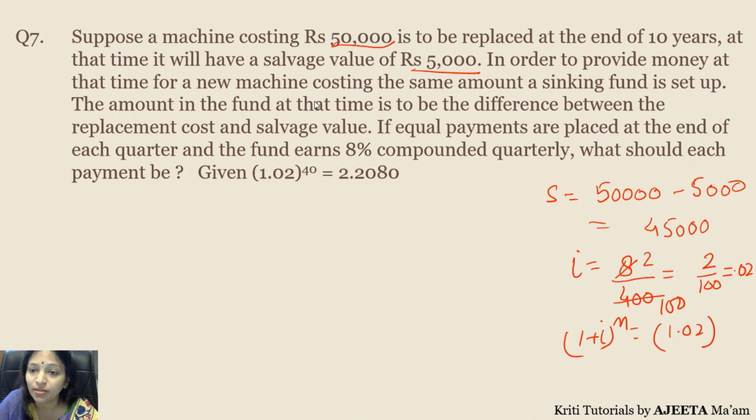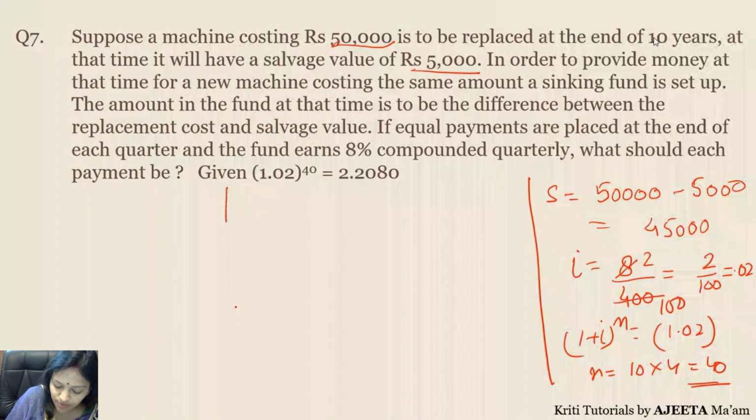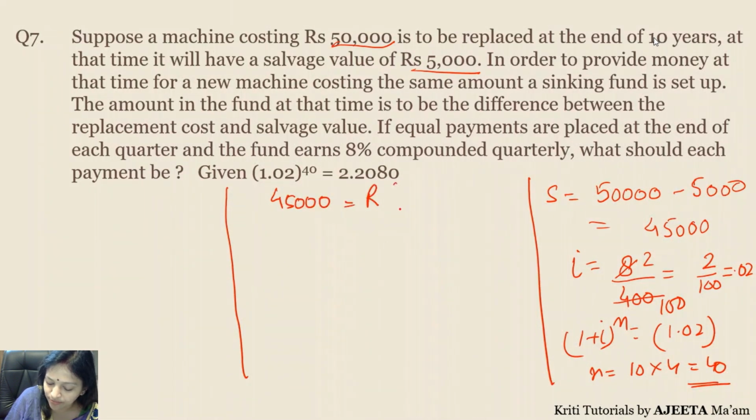Now you are going to make the payment for how many years we have here? So you have to find for 10 years. But how many payments are you going to make? So 10 years is there, and for 10 years, how many payments will be there? Quarterly you are doing, so there will be 40 payments. Right? So these values are given to you. Now let's make it up. S is 45,000. Right? R times (1 plus i raised to n minus 1) upon i.